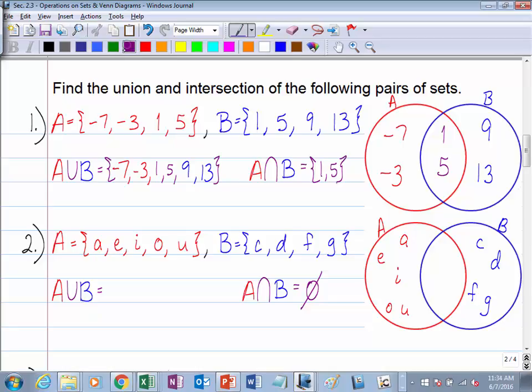So the union, I don't feel like putting these in order. I'm just going to do it this way.